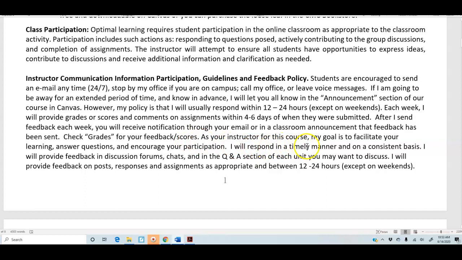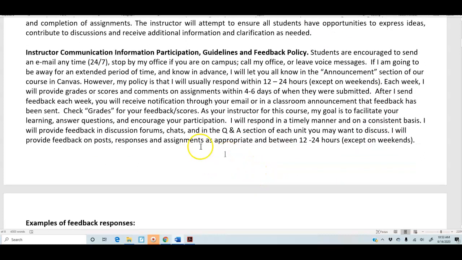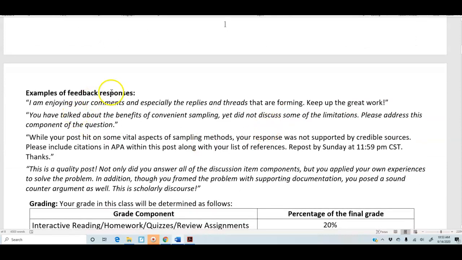As your instructor for this course, my goal is to facilitate your learning, answer questions, and encourage your participation. I'll respond in a timely manner on a consistent basis. I'll provide feedback in discussion forums, chats, and in the question and answer section of each unit you may want to discuss. I'll provide feedback on posts, responses, and assignments as appropriate in between 12 to 24 hours, except on weekends. Here are some examples of feedback responses that you can read when you're taking a look at the syllabus.